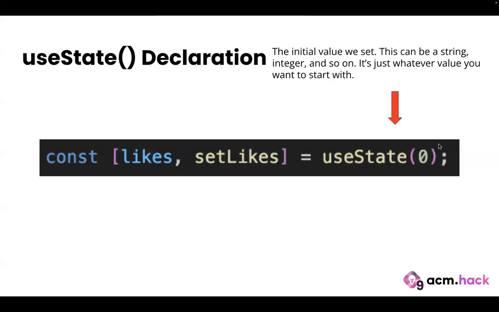So for our example, we have 0 inside the parentheses. That's because we want to start with 0 likes. But say we wanted to start with 5 likes, then we would just put 5 right here, and so on and so forth.